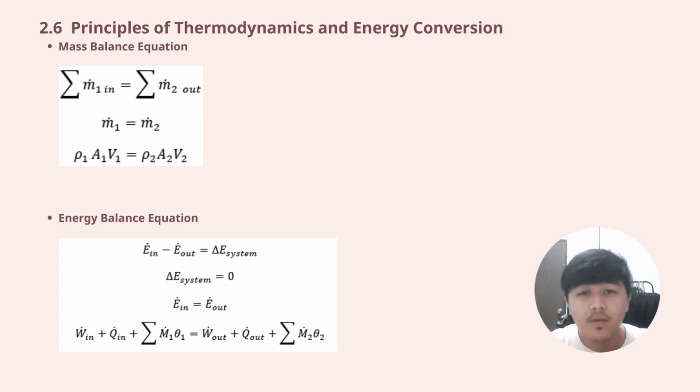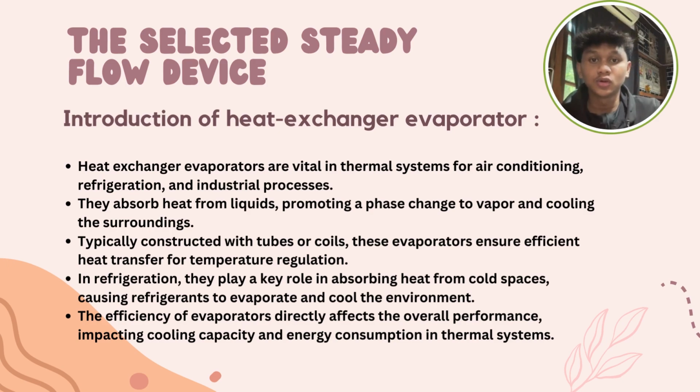For the principle of thermodynamics and energy conservation, we use two types of equations: the mass balance equation and the energy balance equation. The top one is the formula for the mass balance equation, and the bottom one is for the energy balance equation.